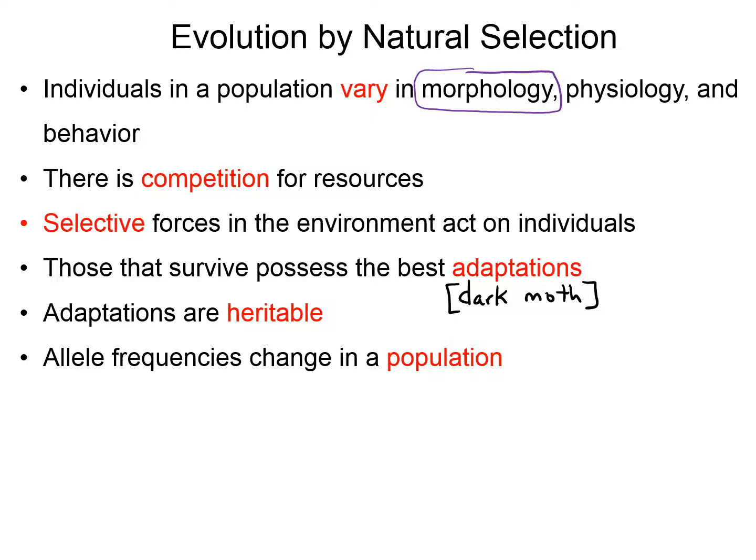So dark moths mating with other dark moths are going to have more dark moths. And over time, if we monitor that population over time on the darker colored tree trunks, we would see a change in the frequency of the dark allele in that population. And we would see it increase while the peppered allele would decrease over time. But that is in that particular scenario when those tree trunks were dark.